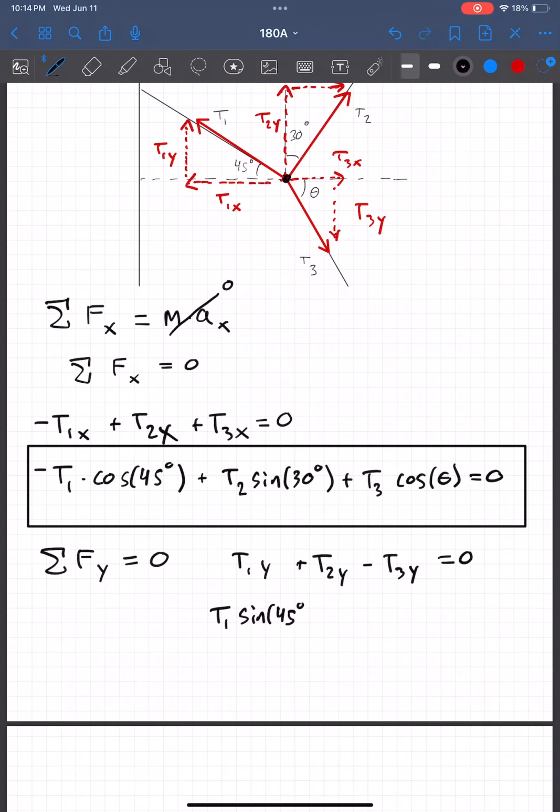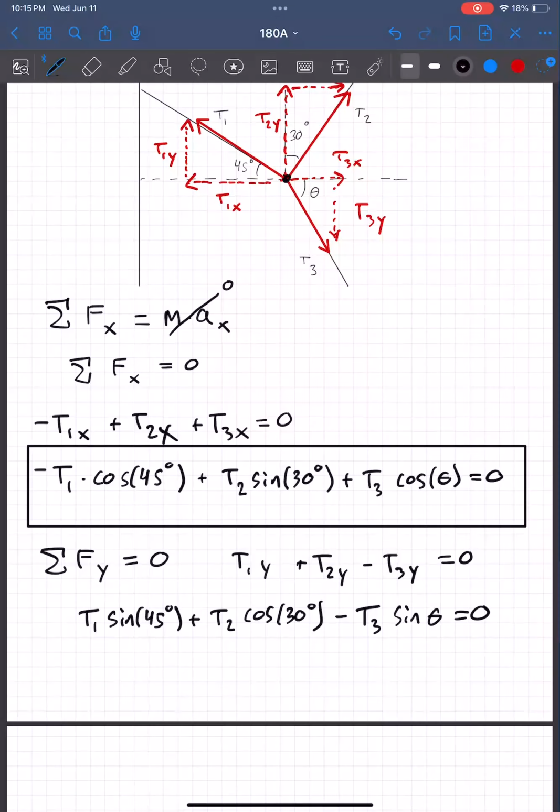plus T2y, which is the magnitude T2 cosine of 30 degrees. Let me scoot this over to the left here. And then we have minus T3y, which is magnitude T3 times the sine of this unknown angle, which is equal to 0. Does everything check out here? Yes, it does.